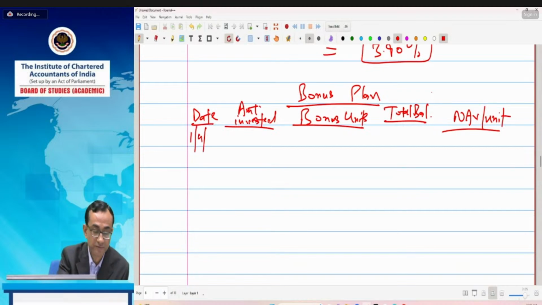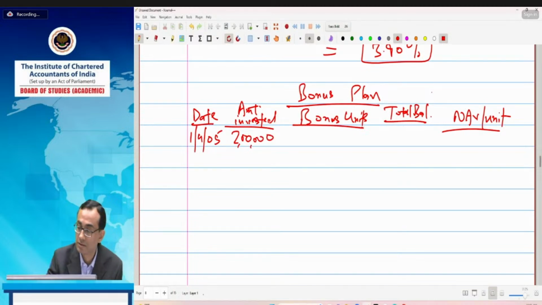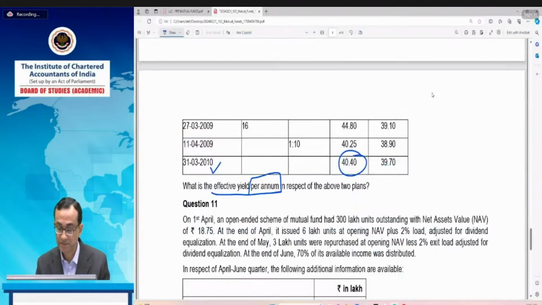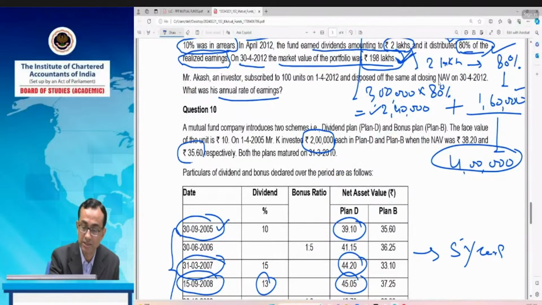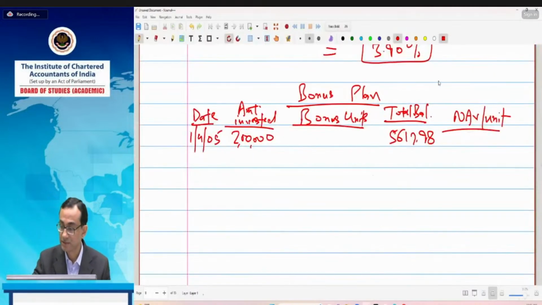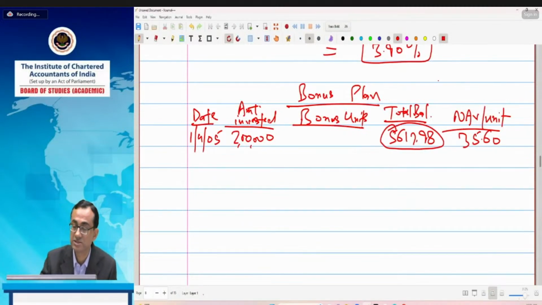Investment took place on 1st of April. Amount invested, 2 lakh. But the total units are 5617.98. So how is this total balance arrived at? The initial NAV is given in the case of the bonus plan. See, the NAV in the bonus plan is 35.60. So if we divide this 2 lakh by 35.60, we get this unit balance of 5617.98.